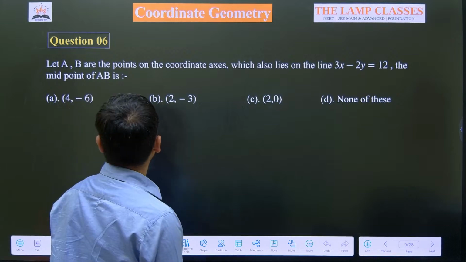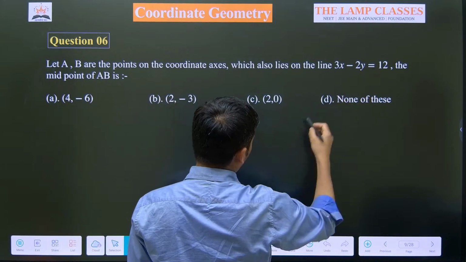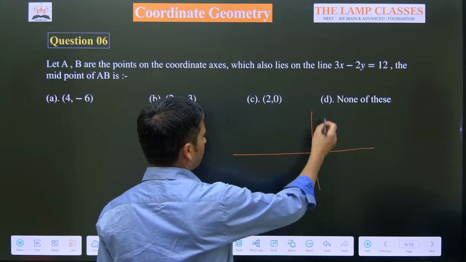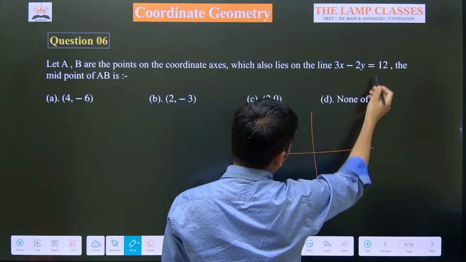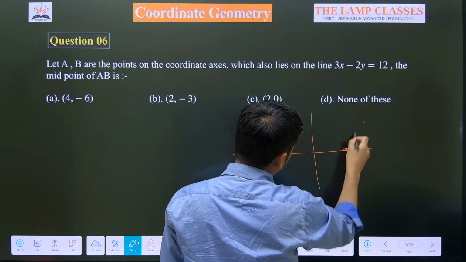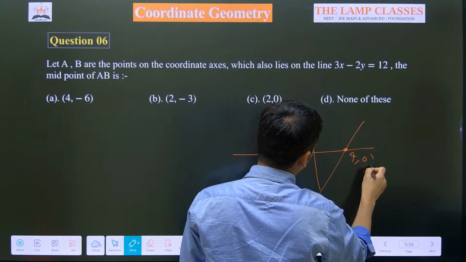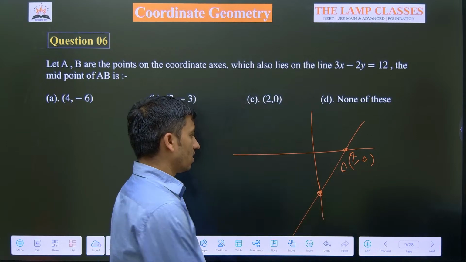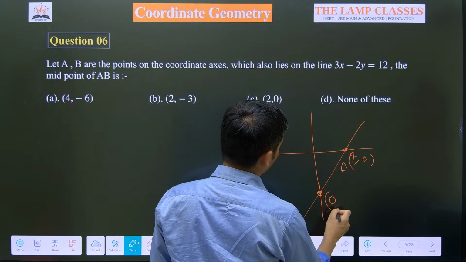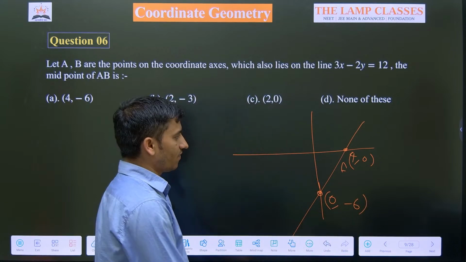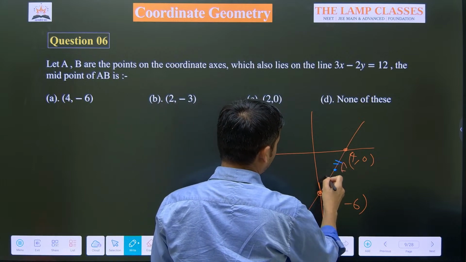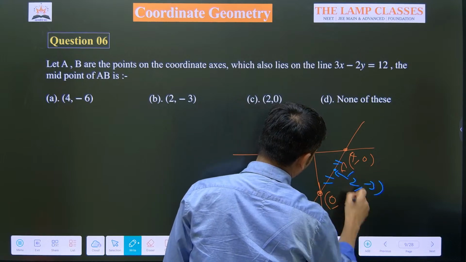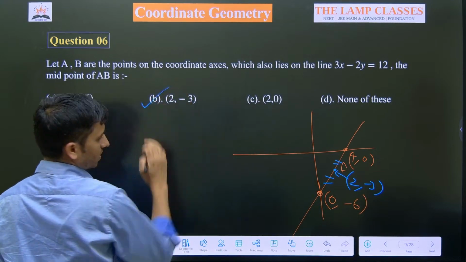Okay, let's solve it. So this line, now you can find out the points where this line is intersecting, right? Intercepts basically. So if you have to find x intercept, y will be 0, so x is 4, right? So this point is 4 comma 0. They have named this point as A, and wherever it is intersecting the y axis, we have to put x as 0 for that. So 0 comma minus 6, and we can find the midpoint very easily, right? (x1 plus x2) by 2, so that's going to be 2 comma minus 3. Now it's in the fourth quadrant, so option B.